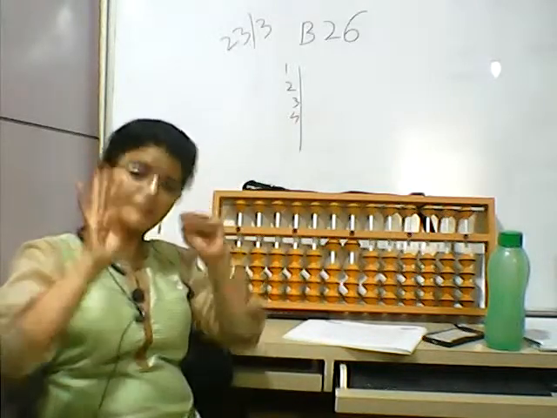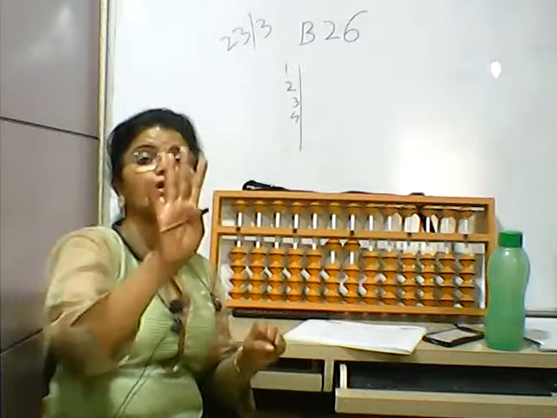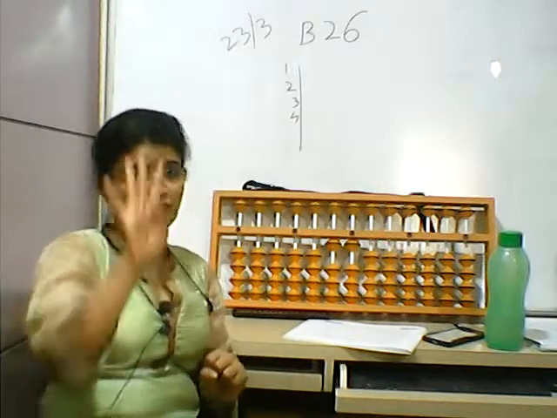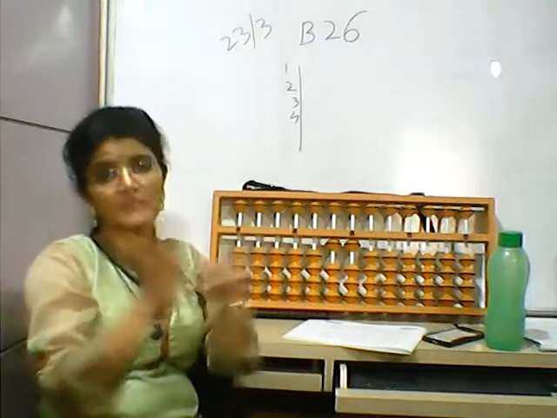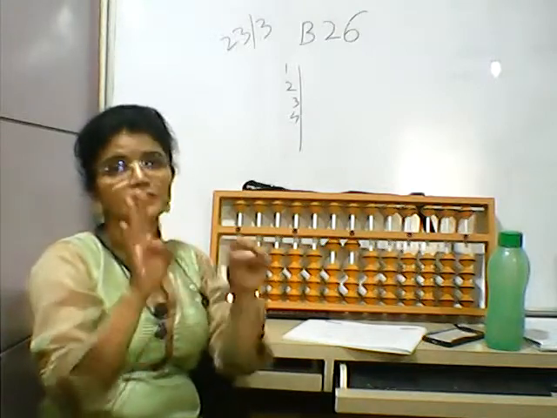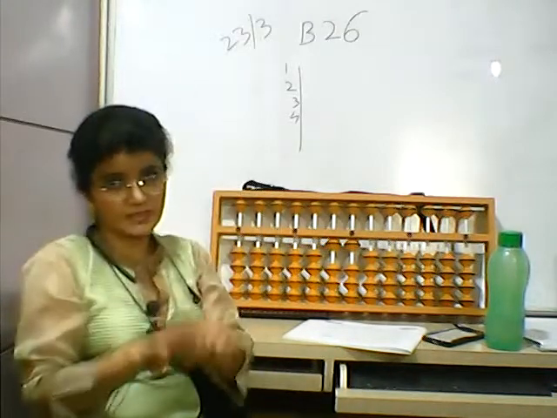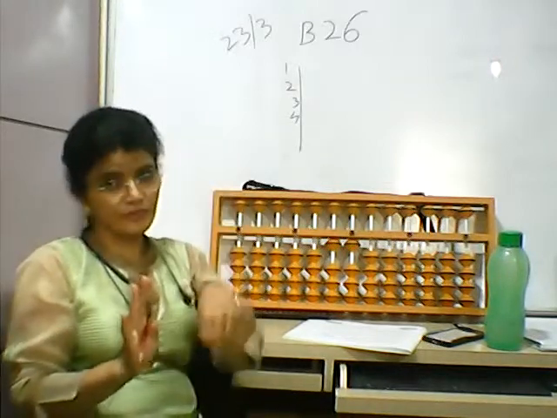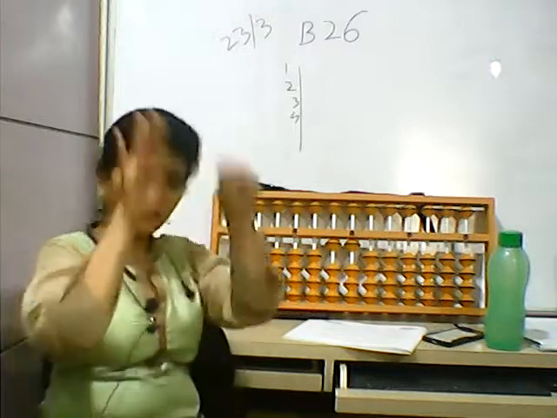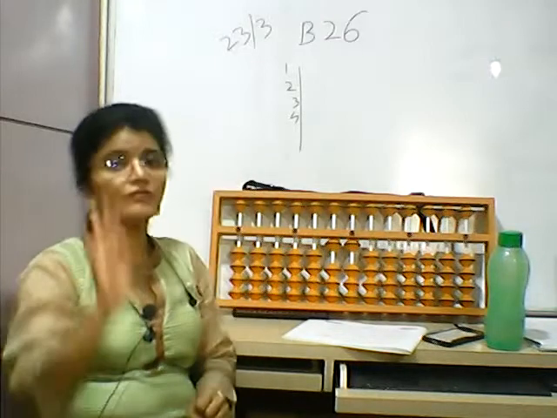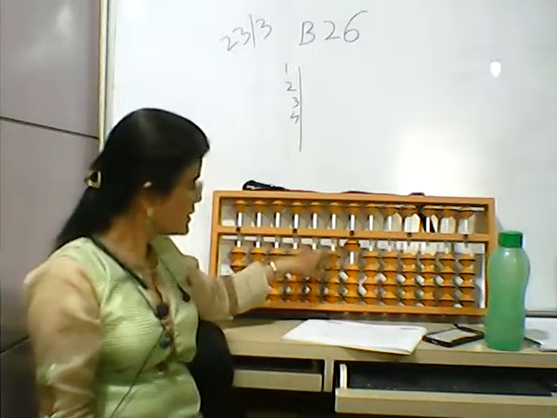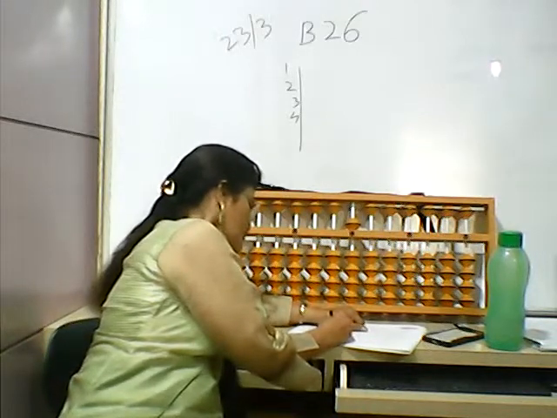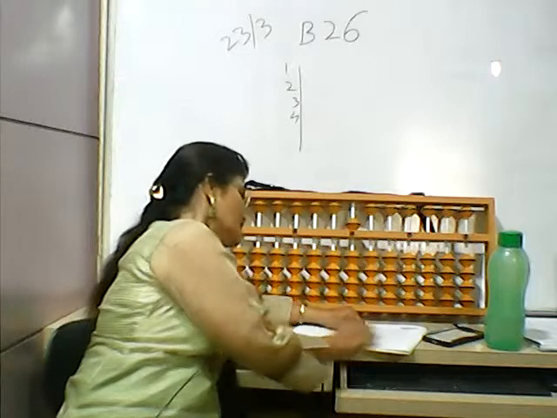Minus 6. Minus 10 plus 4. Plus 4 to nahi hai. So mix complement. Minus 10 plus 5 minus 1: 10 down, 5 down, 1 down. That is 5. Now do the next row.